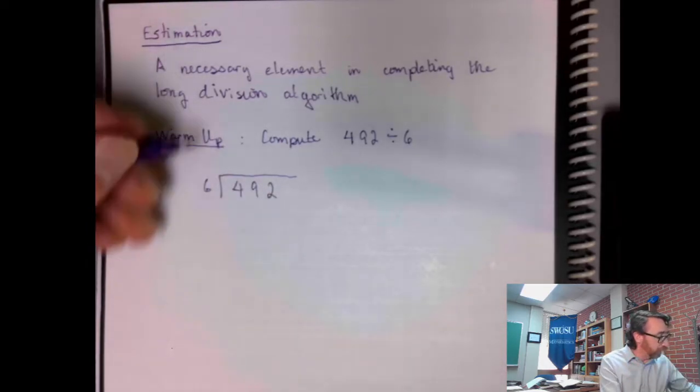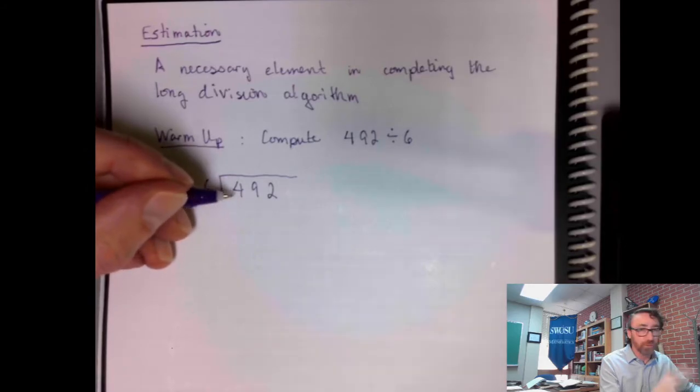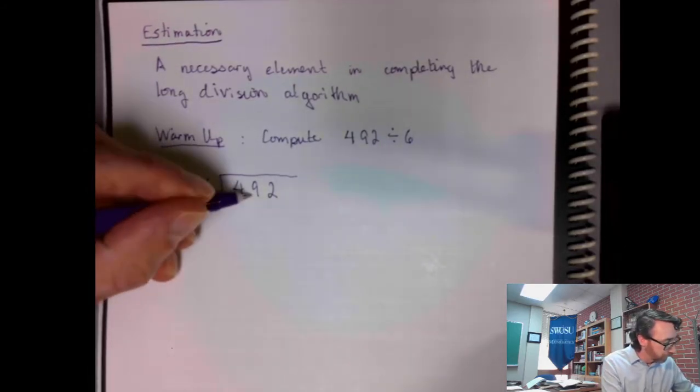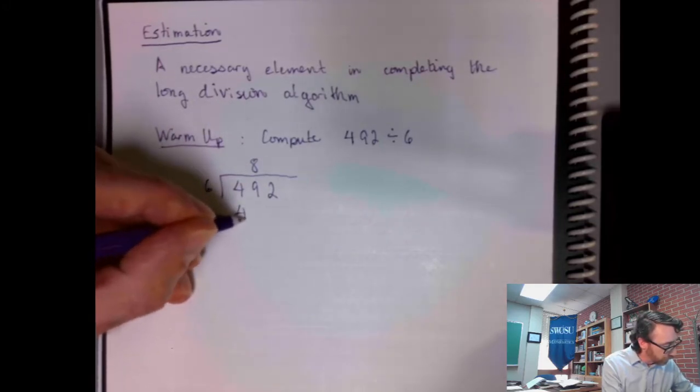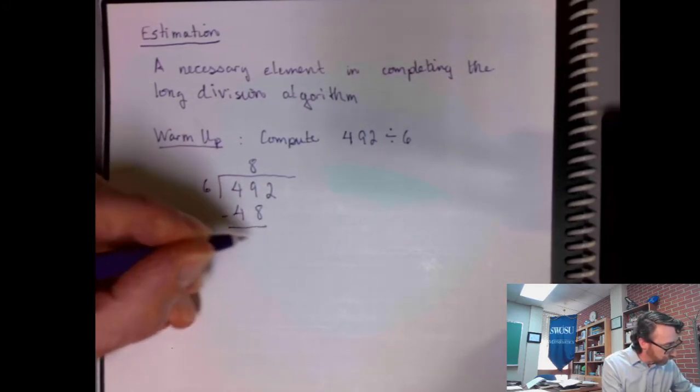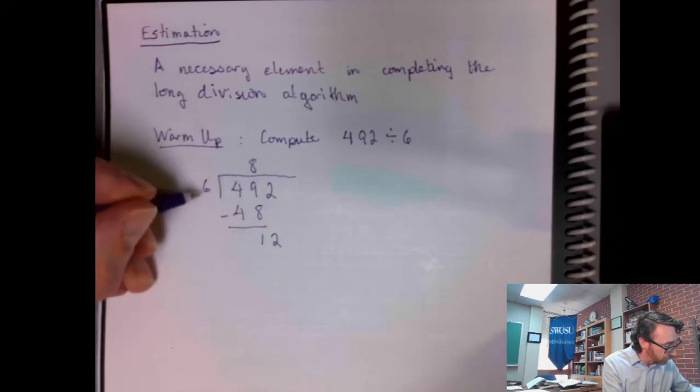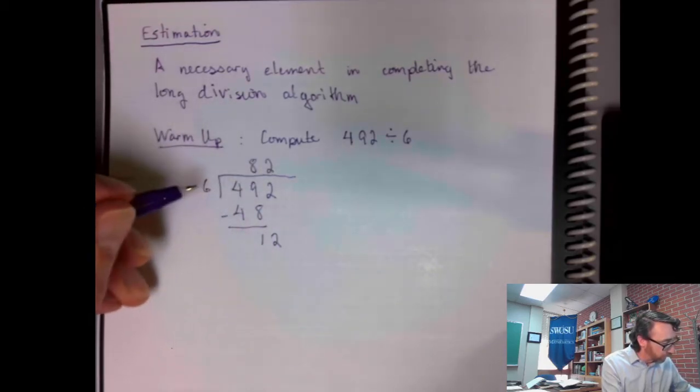okay, the way we're thinking is, okay, 6 going into 4, no, it doesn't work. 6 going into 49, we know that goes 8 times. For a 48 here, we do the subtraction, a 1, and then we drop down the 2. 6 goes into 12 twice.